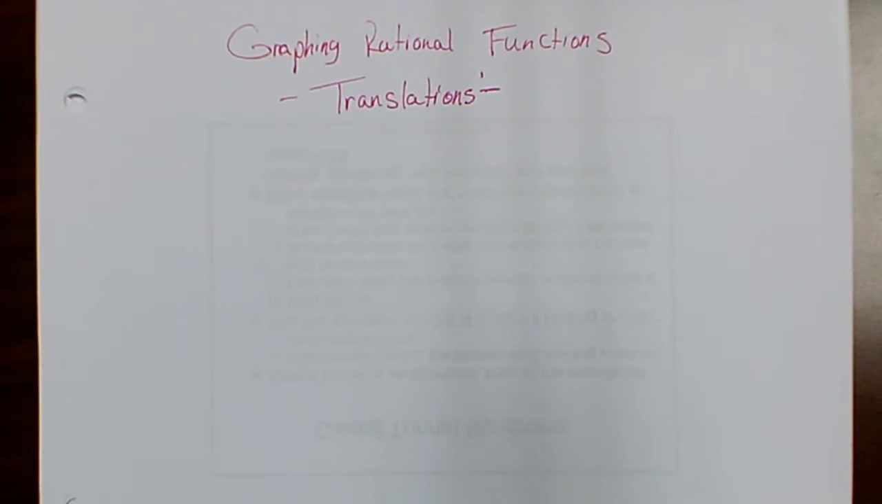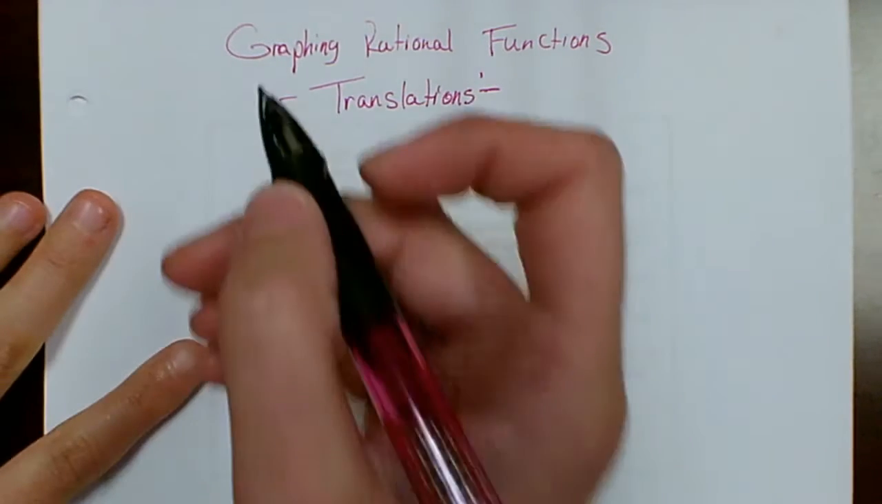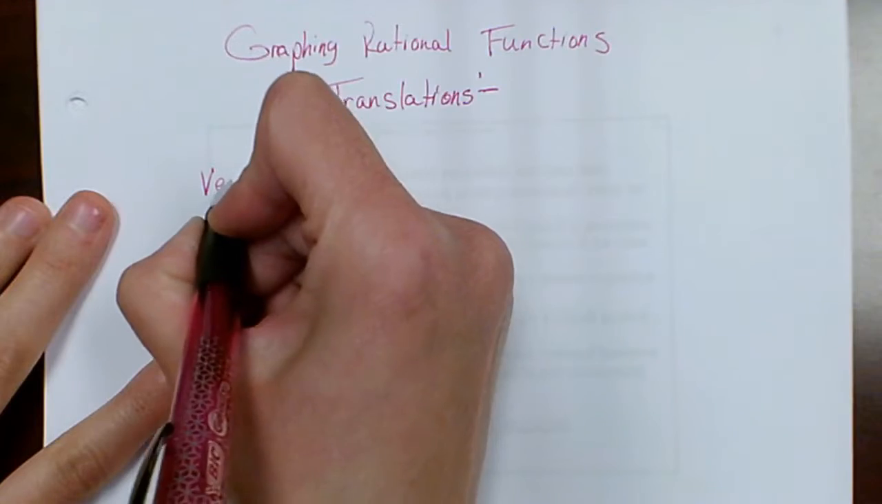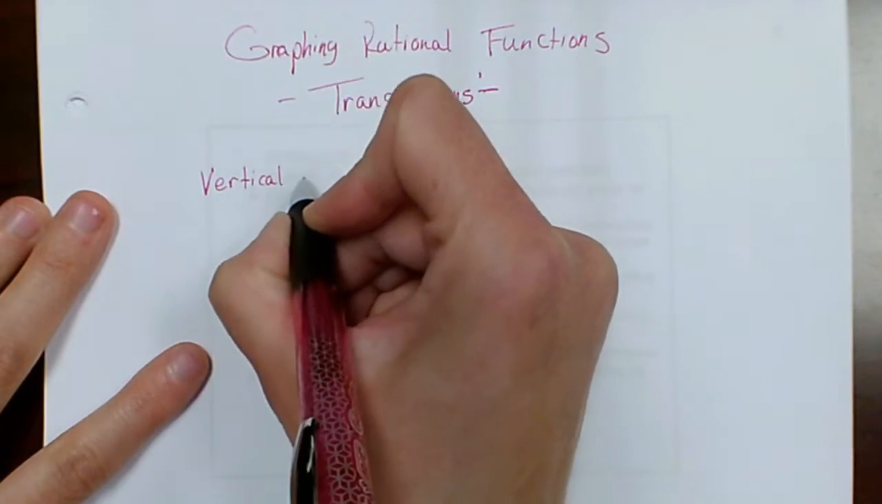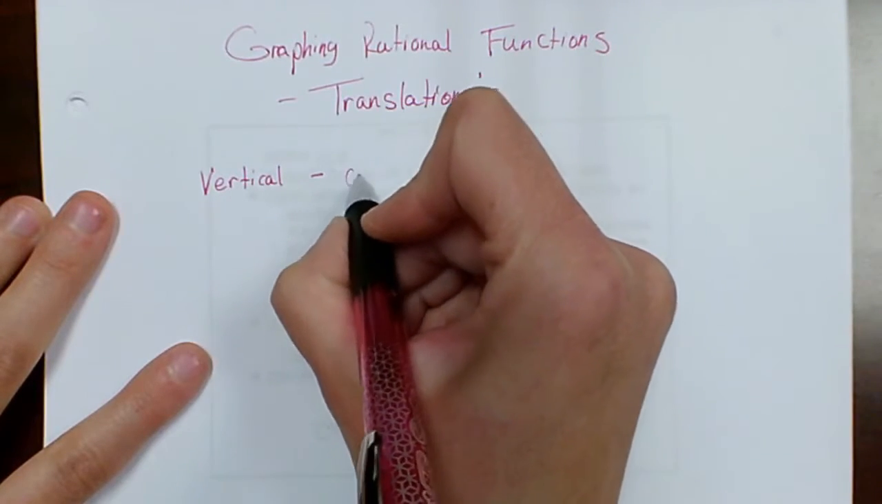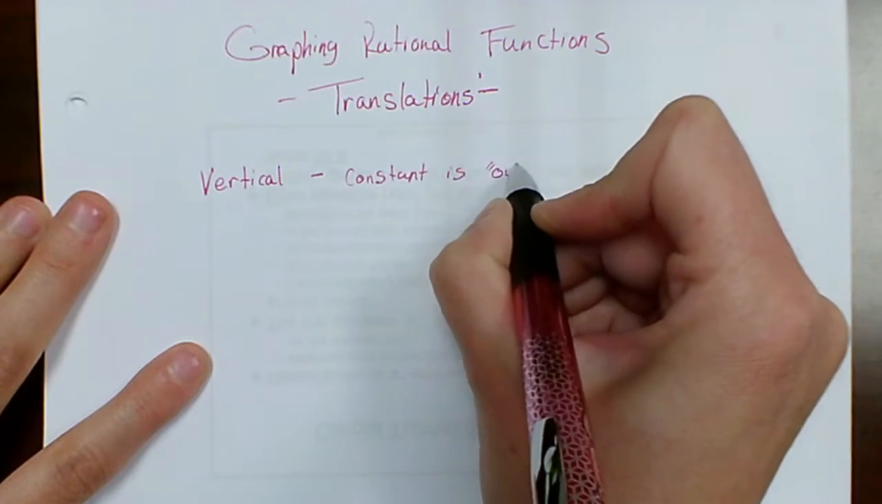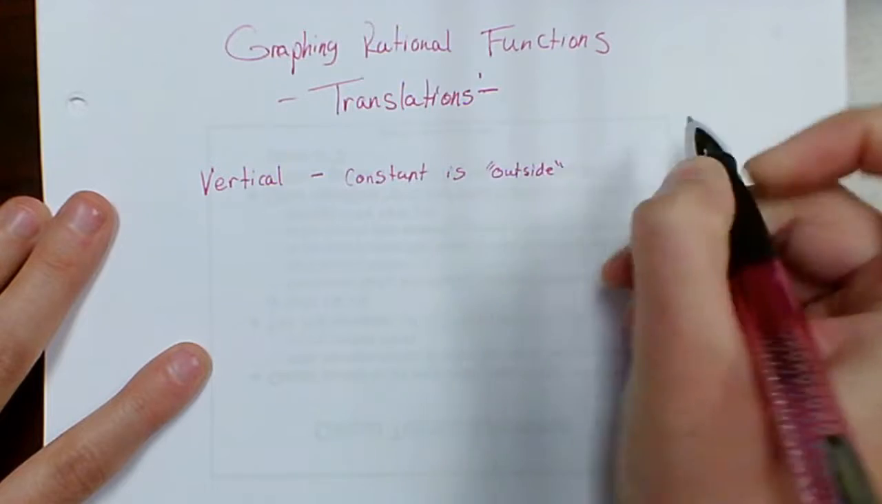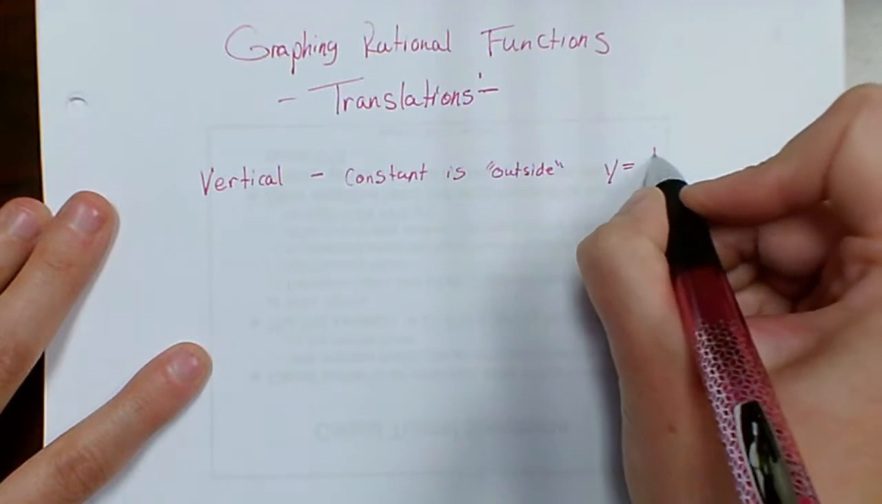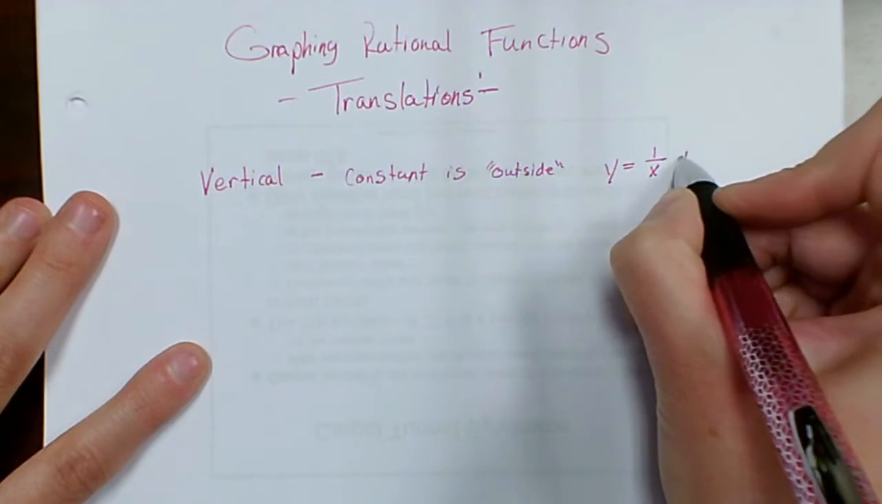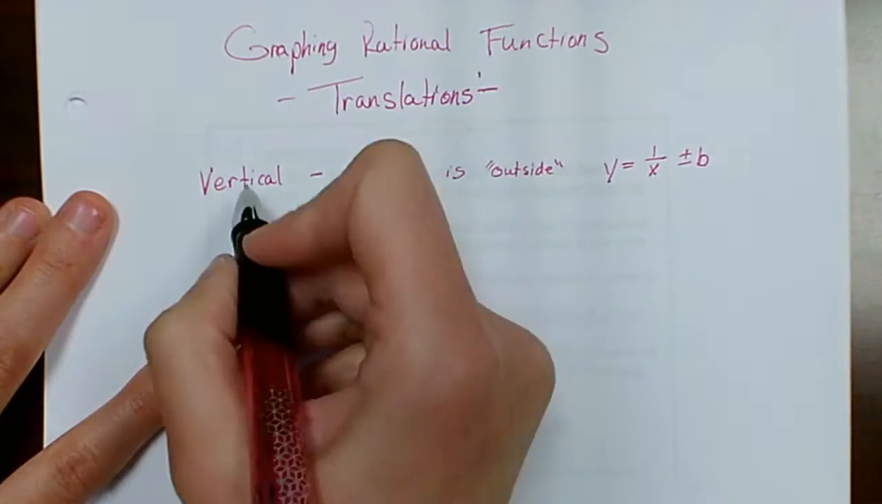We will start graphing rational functions using translations. Before we begin, we need to talk about the translation. So a vertical shift, the constant is outside the function. So for instance, y equals 1 over x plus or minus b, it's outside.